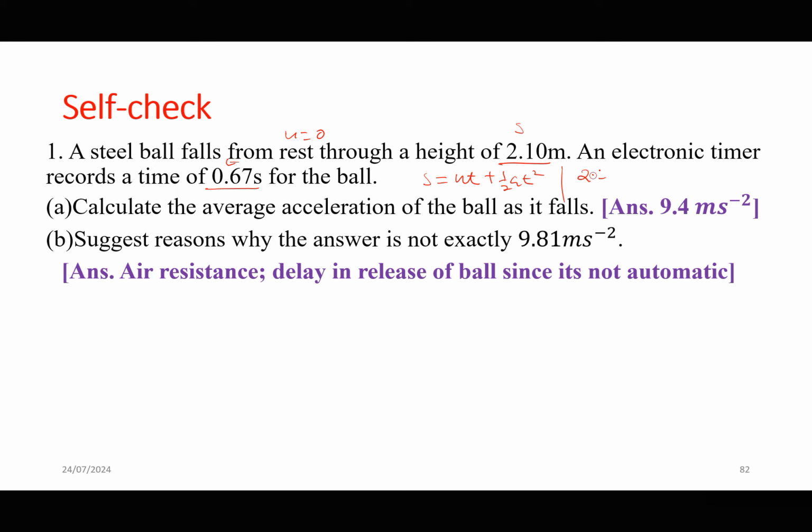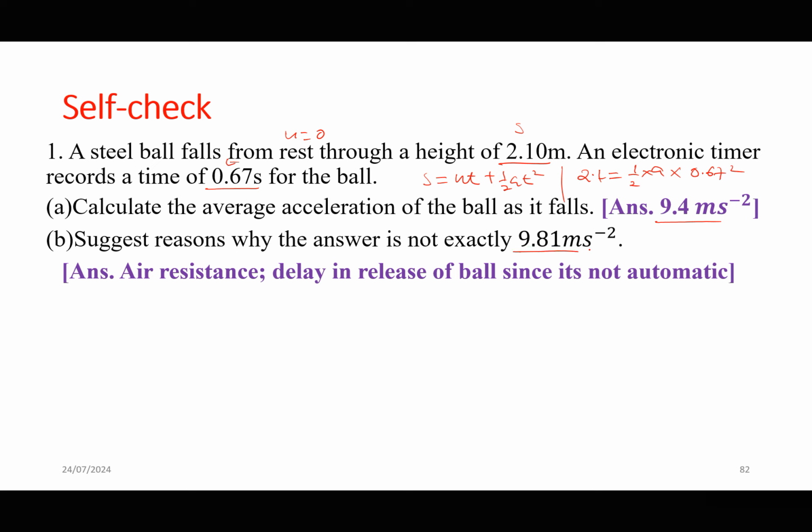S is 2.1, which equals a half times the acceleration we want times t, which is 0.67 squared, since the initial velocity is 0. So this will be 2.1 times 2 divided by 0.67 squared. So this is 9.4. Suggest reasons why the answer is not exactly 9.81.